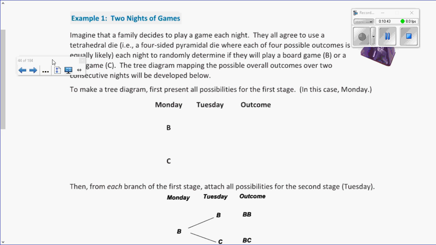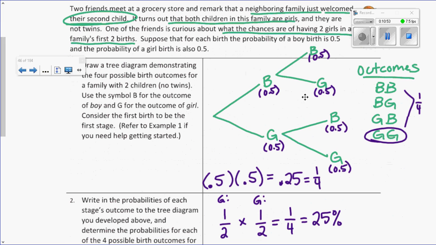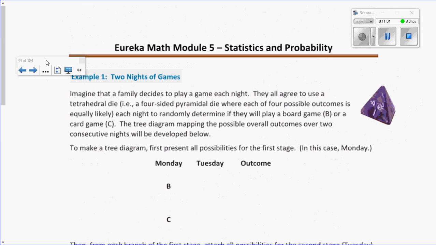This is example 1, but I actually think examples 1 and 2 are a little trickier than the one about the boy-girl. And by the way, that question, you could have phrased it with boy-boy, or you could have said boy first, girl second, or girl first, boy second. So it could have been the same answer based on the other outcomes. Okay, for example 1, 2 nights of games.